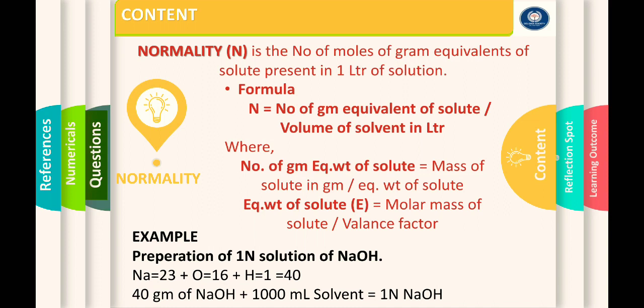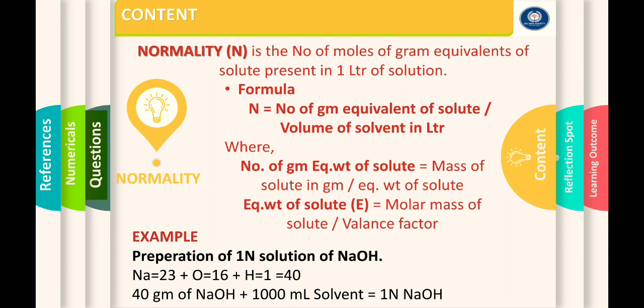the number of gram equivalents of solute divided by the volume of solution in liter, where the number of gram equivalents of solute is equal to the mass of solute in gram divided by the equivalent weight of solute, and the equivalent weight of solute, that is capital E, is equal to the molar mass of solute divided by the valence factor.